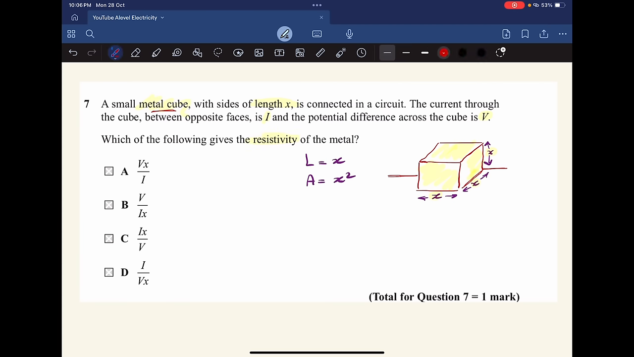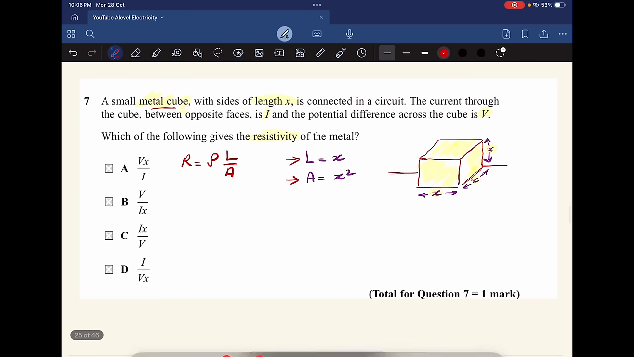No problem at all. I just said L here, which is X, because this is the length of the metal cube, or of a metal wire. The cross-sectional area is X squared, the area of the cube. The equation of resistance is R equals rho L over A. Let me rearrange the equation. So rho, for resistivity, equals R A over L. So rho equals R X squared for the cross-sectional area divided by X for the length. Then cancel out the square with the X.